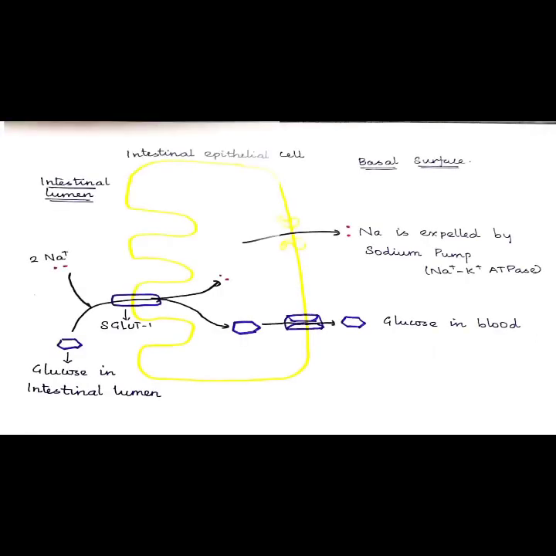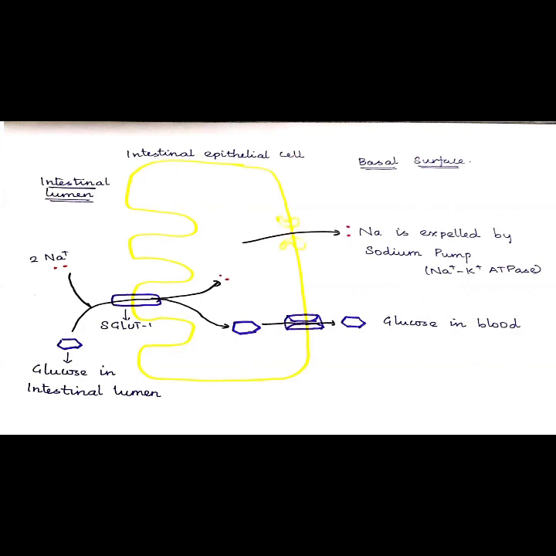So we'll see how co-transport occurs. This is the intestinal lumen. They'll be transported to the intestinal epithelial cell. Then where uniport occurs, they'll be released to the blood. See here, initially glucose is present in the intestinal lumen, and 2 sodium ions are present in the intestinal lumen. So 2 sodium ions and glucose are transported through SGLT1 to the intestinal epithelial cell.